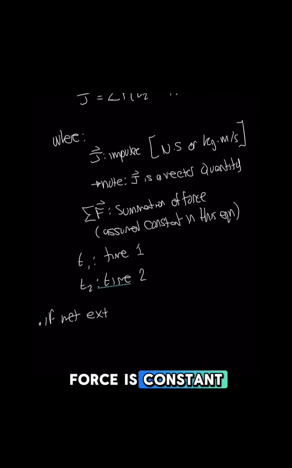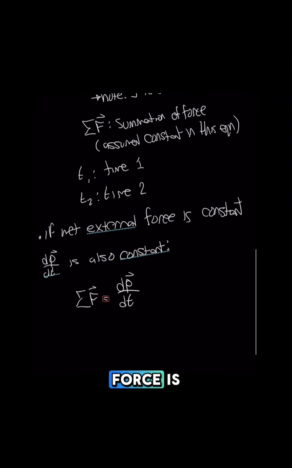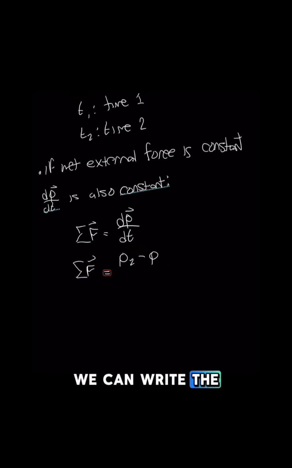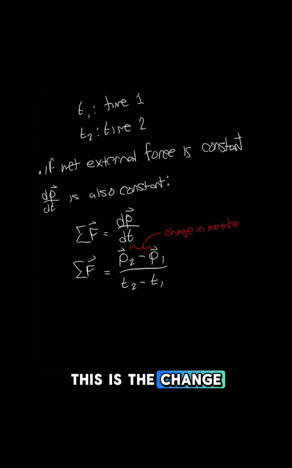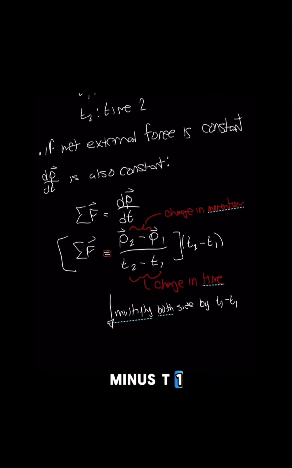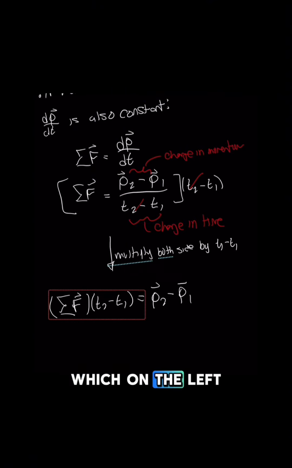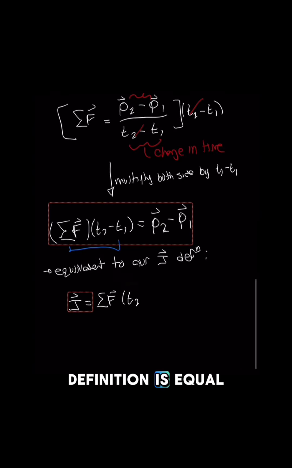If the net external force is constant, the change in momentum over change in time is also constant. In general, the summation of force is equal to the change in momentum over change in time. So when it's constant, we can write the summation of force equal to P2 minus P1 over t2 minus t1, where this is the change in momentum, and this is the change in time. Multiplying both sides by t2 minus t1, we arrive at this expression, which on the left-hand side is equivalent to our J definition.